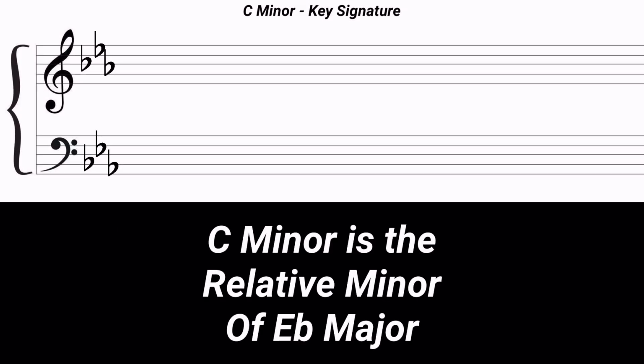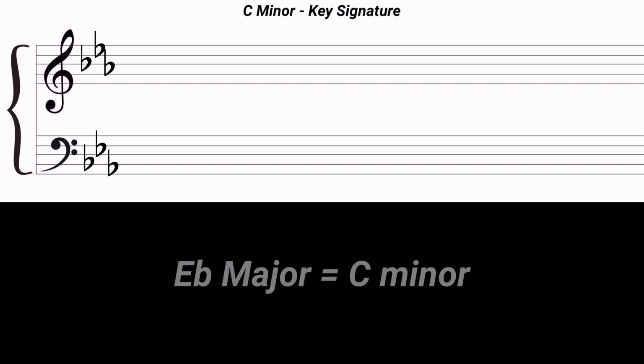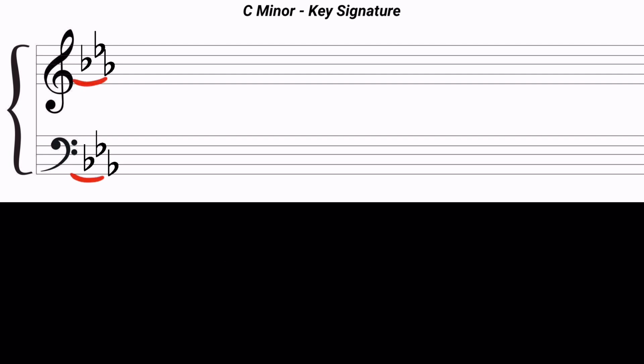C minor is the relative minor key to E flat major. This means that the two keys will share the same key signature. Like in E flat major, this key has 3 flats in the key signature. By following our order of flats, we'll know that the first 2 flats are B flat and E flat, and now we'll add the next flat in the series, A flat.